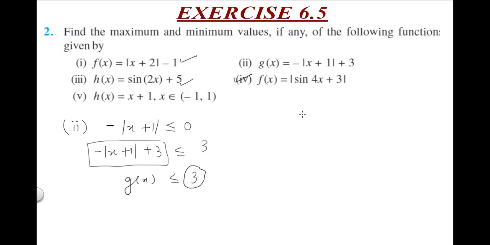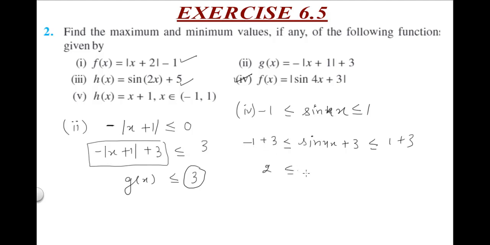Now similarly, let us talk of this part. Sine of 4x. We know any angle of sine will have values between minus 1 and 1. Okay, this I am talking about the fourth part. Now what we have to do, first of all, add 3 in it. So sine of 4x plus 3 less than or equal to 1 plus 3, and on this side also we have minus 1 plus 3. Now solving it, what do we get? Here we will get 2 less than or equal to sine of 4x plus 3 less than or equal to 4.